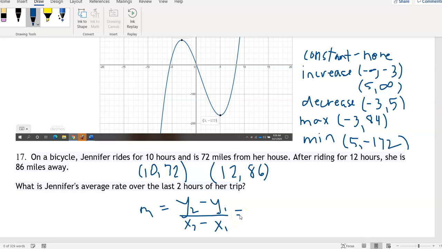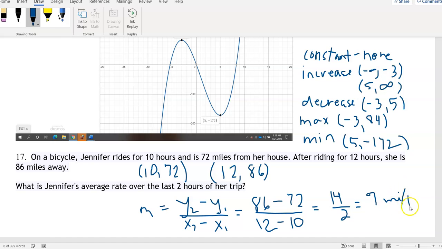And it doesn't really matter which one we start with as our y2, but I'll just start with the bigger one. 86 minus 72. But since I started with the 86 on the top, I have to start with its corresponding x value. So 12 minus 10. And that is going to give me 14 on the top and 2 on the bottom, or an average rate of 7 miles per hour, which is kind of slow on a bicycle.